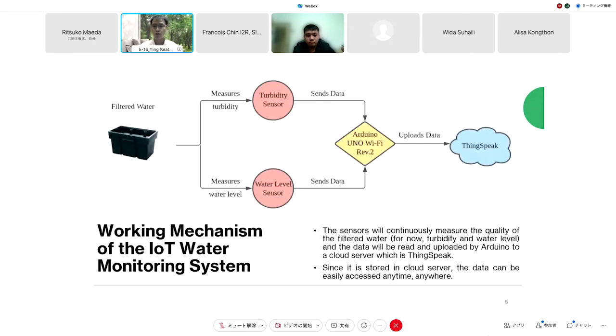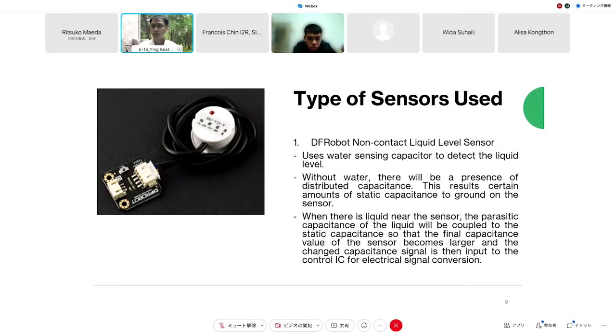Basically, I will show you my flow chart for the working mechanism of the IoT water quality monitoring system. We have filtered water here. It will measure the turbidity and the water level using these sensors. Then these sensors will send the data to the Arduino Wi-Fi board, and this board will upload the data to ThingSpeak. Since the data is stored on the cloud server, it can be easily accessed anytime, anywhere.